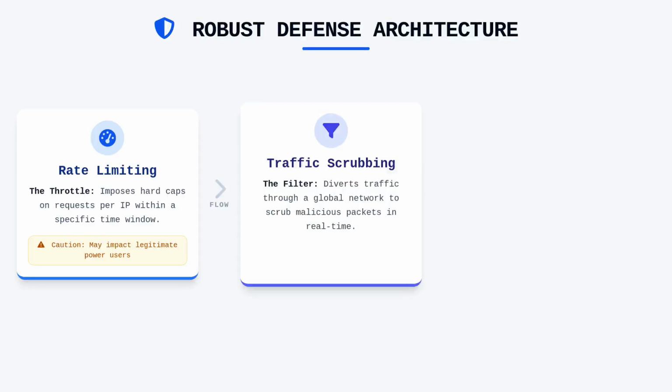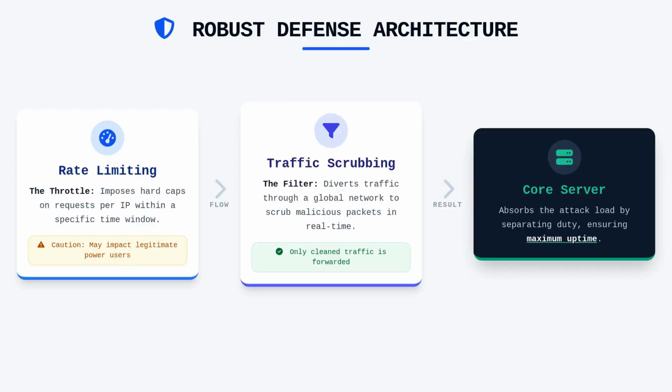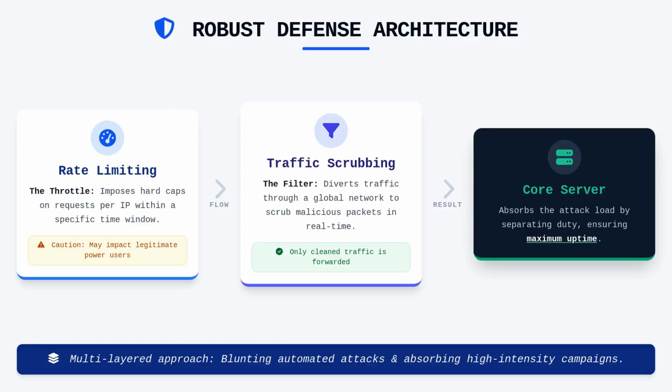Traffic scrubbing services take this further by diverting your inbound traffic through a global network of powerful servers that filter out malicious packets in real time. Only the cleaned, legitimate traffic is then forwarded to your actual server, effectively absorbing the bulk of the attack load. This separation of duty is essential for maintaining uptime during a persistent, high-intensity campaign.